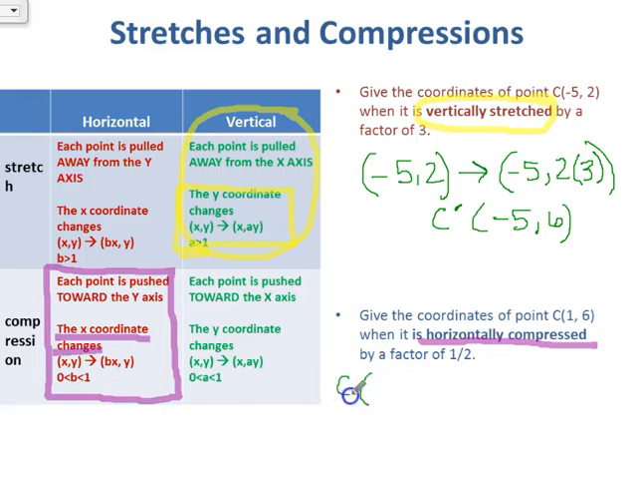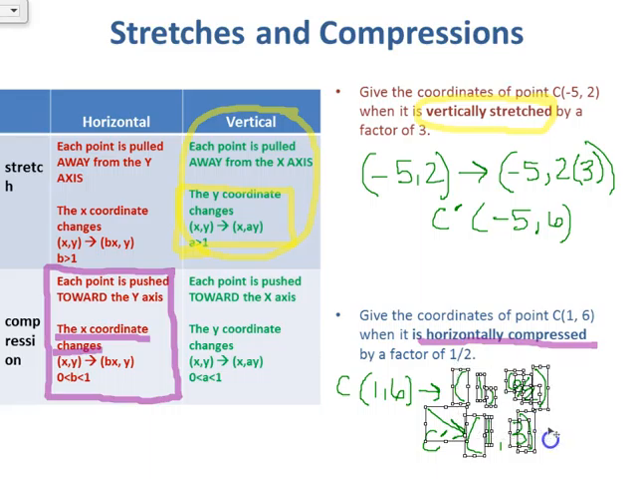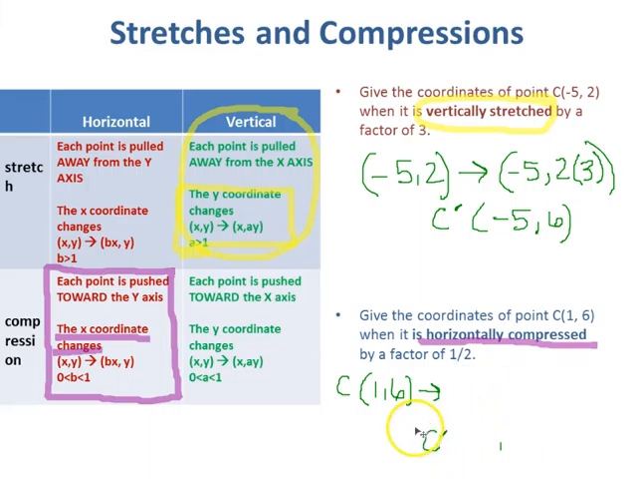So if our original point was 1, 6, then to get the new point, our x-coordinate is going to stay the same, but our y-coordinate is going to be divided by 2. So our new point would be 1, 3, because 6 divided by 2 is 3. Only, oops, I did that wrong. Stop, stop, stop. Hold on, hold up, everybody. I was looking at that, and I'm like, wait a minute.